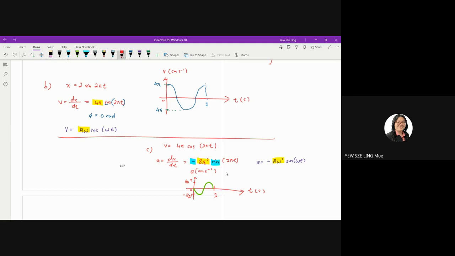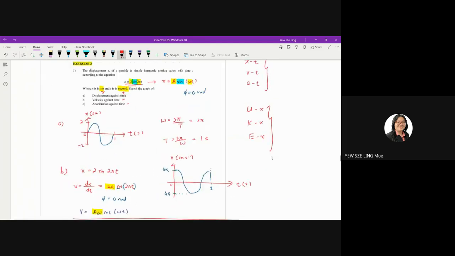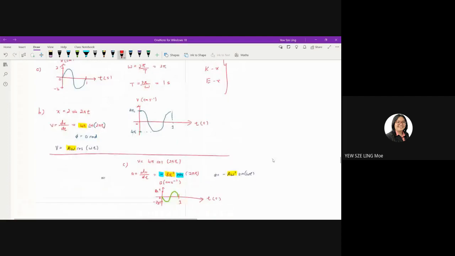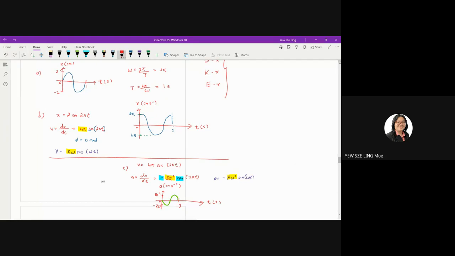Graph shifting, I will keep it for chapter 10 if I'm not mistaken. We'll do it in chapter 10. So right now we learn the fundamental shape first. We learn how to sketch the fundamental shape of the graph. So now I give you 3 minutes to write it down before we proceed to the next question. All right, if you are done, you may try the next question first.